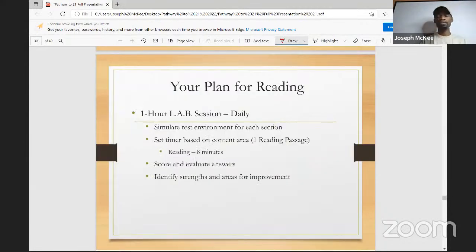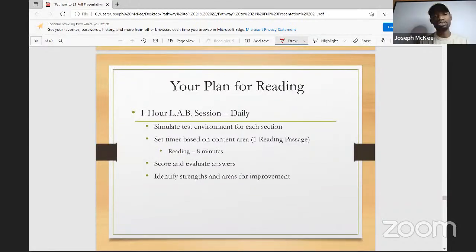So again, as I've given you with the math and the English, how do you do this on a daily basis? 1 hour, simulate the test environment. So basically you're going to set just 35 minutes. Always start out with 1. So take 1 passage and set it for 8 minutes. Use the 3, the 5, and 45 seconds. 3 minutes to read, 5 minutes to answer, 45 seconds for review. Go through, find all of the questions that you got correct, multiply times 4.